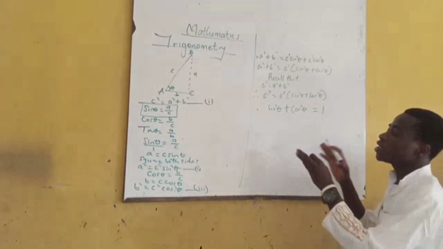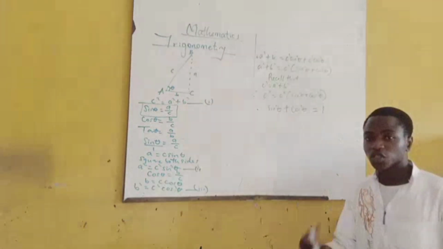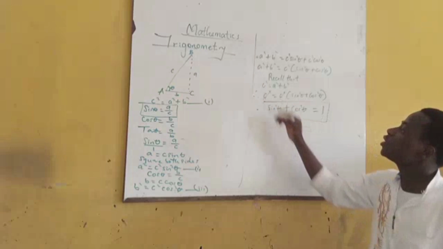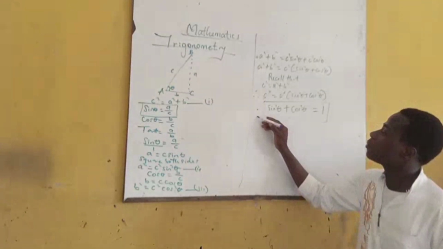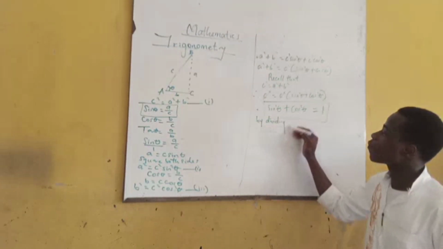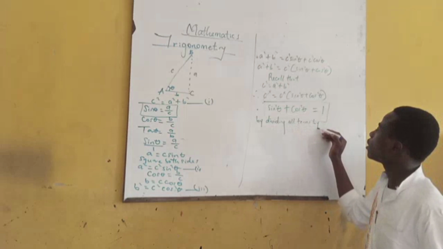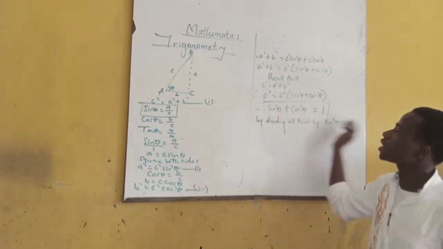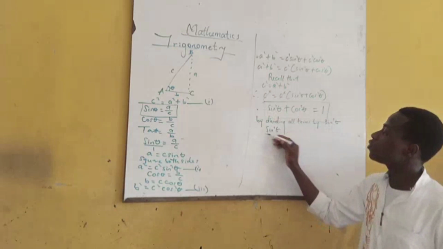Also from this sine squared theta plus cos squared theta equals 1, you can use it to find another equation. Let's say I divide all through by sine squared theta. If I divide all these terms by sine squared theta, we get sine squared theta over what?